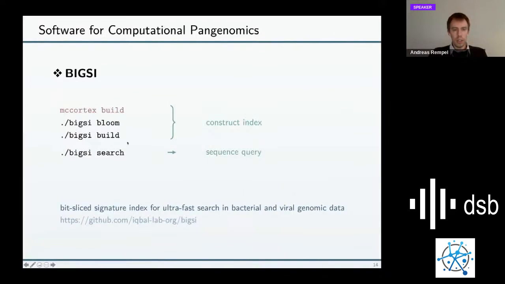And the interface looks like this. It uses McCortex, another tool, to first build a graph representation out of the input data. And then you use bigsi bloom and bigsi build to create the Bloom filters and then construct the index. And now to perform a sequence query, you call bigsi search.